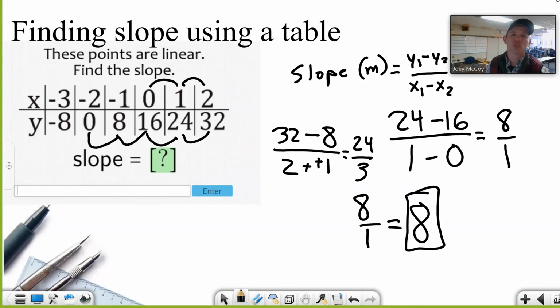One of the keys to seeing slope in the table is making sure that your table is completely filled in order. When it's out of order, you got to put it in order. Or use this formula to help you out. So, this is how we find the slope using a table.